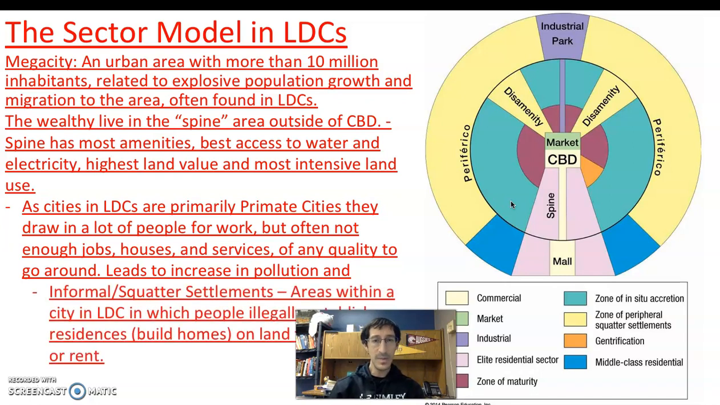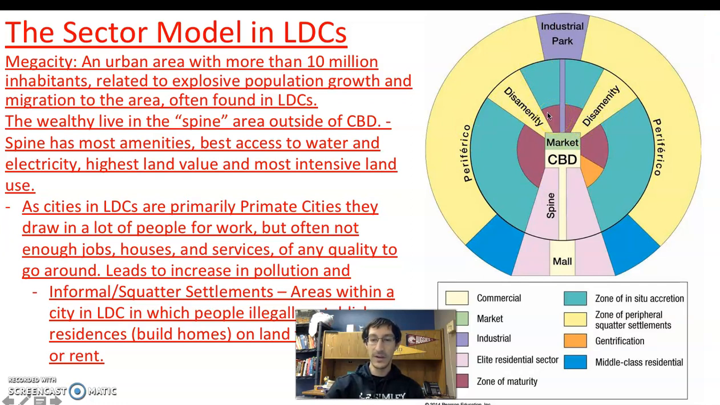And because of this, we also see an increase of what we call informal, also known as squatter settlements, that are areas within this less developed country inside the city, where people illegally establish their own residences with houses or shelters on land they do not own or rent. So that's kind of those areas where we consider to be disamenities here.